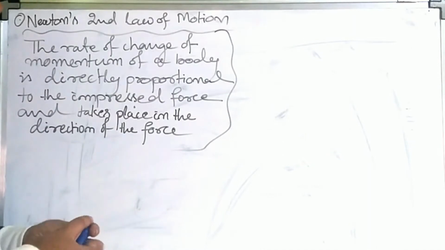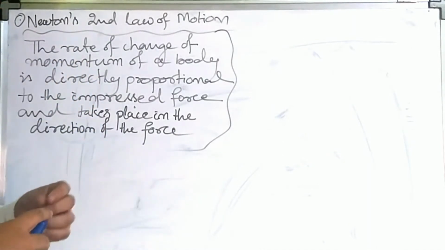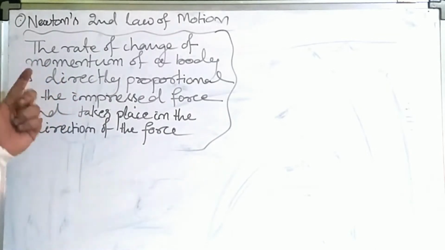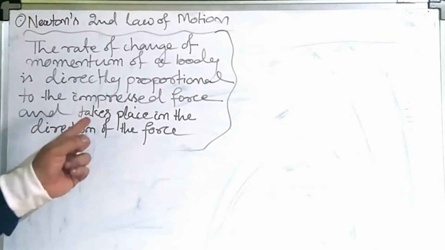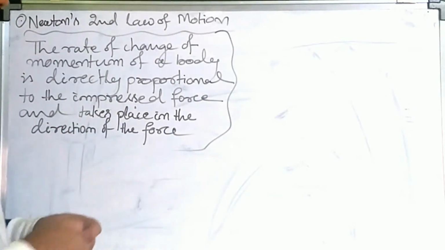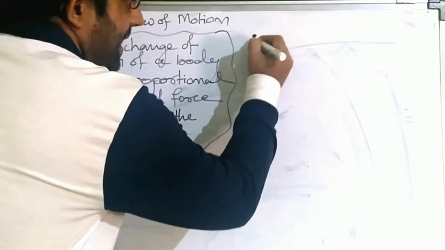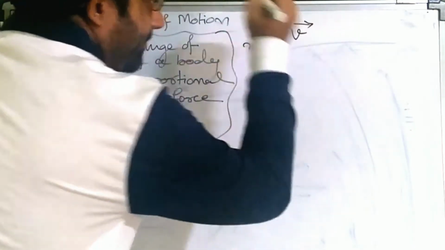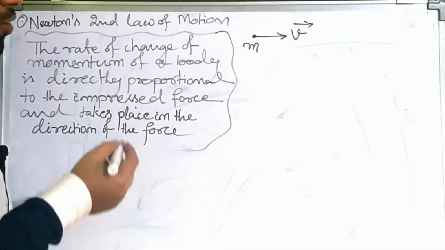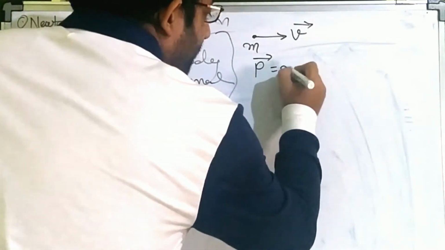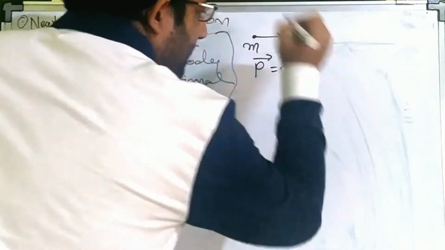Now let us learn Newton's second law of motion, which says the rate of change of momentum of a body is directly proportional to the impressed force and takes place in the direction of the force. Let us say a body of mass m is moving with a velocity v. Then the momentum is given by mv. This we have just learned, right?